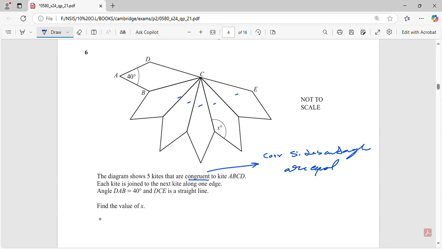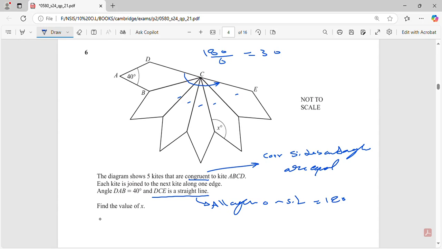He said that each kite is joined to the next kite along one edge. The angle DAB is 40, and DCE is a straight line. This is too important because it means that all the angles on a straight line equal 180. As long as all these angles make 180, and there are 1, 2, 3, 4, 5, 6 congruent kites, it will be 180 divided by 6, so each angle equals 30.